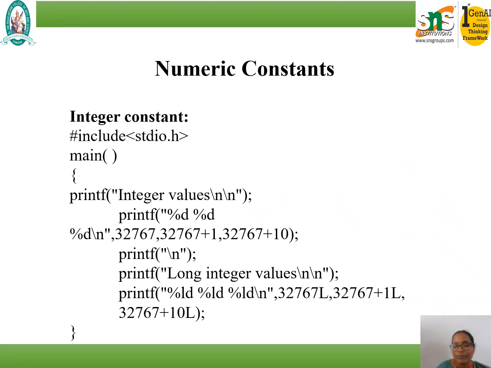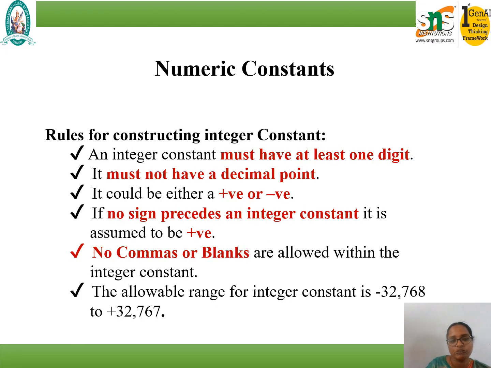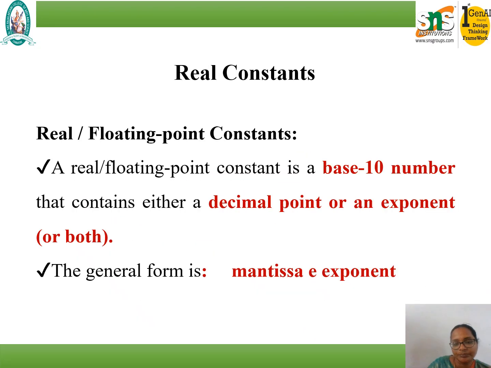Here is an example program for numerical constants. For the integer constant, we are printing integer values with the help of positive and negative numbers, which includes the plus and minus symbols. For long integers, we can include the letter L also. The rules for numeric constants are: it must have at least one digit, it must not have a decimal point, plus and minus values are taken, and commas and blank spaces are not allowed.